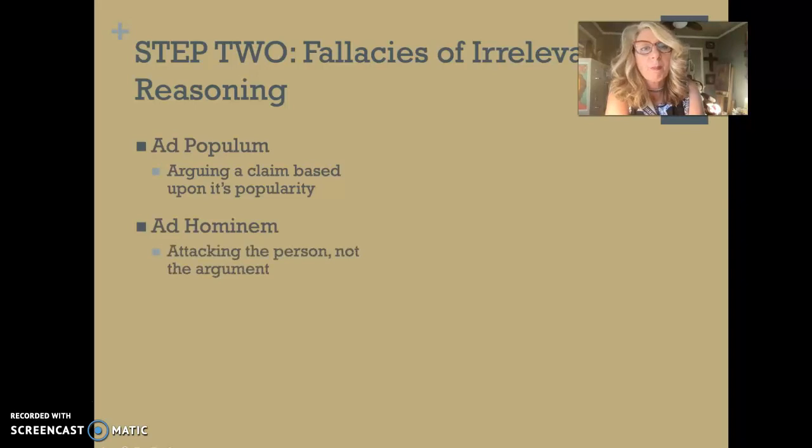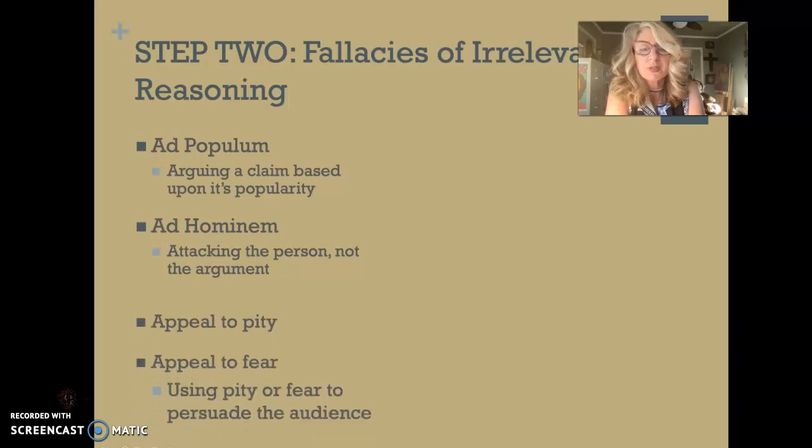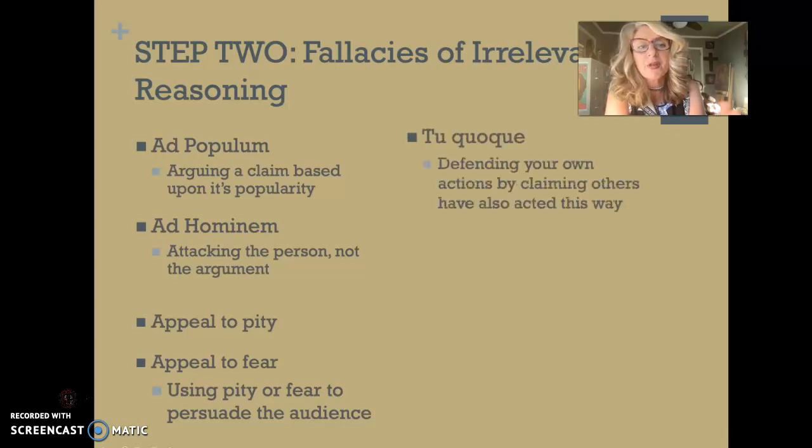Ad hominem argument: attacking the person, not addressing the argument itself. Appeal to pity or appeal to fear, same thing. It's about appealing to someone's emotions, trying to get them to emotionally react to something rather than actually providing facts or data or evidence for their argument. Tu quoque means defending your own actions by claiming others have also acted this way. It's like two wrongs make a right. Are they doing that? Things you want to ask yourself if they're in debate: is your opponent doing that?